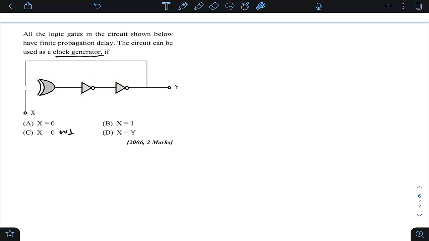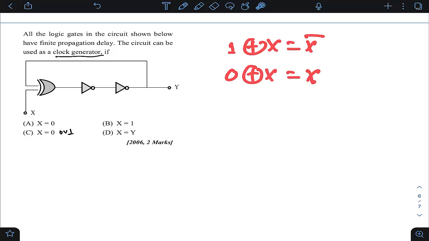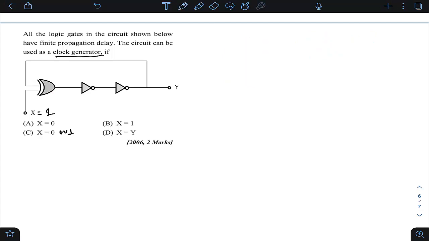We have seen the property of the XOR gate that 1 XOR X is equal to X bar, 0 XOR X is equal to X. So inverter is an application of the XOR gate. An XOR gate works like an inverter if one of the inputs is connected to logic 1, because then 1 XOR X will be X bar. So naturally, if you want to make this a NOT gate, you have to make x equal to 1. If you make x equal to 1, then it is also equivalent to a NOT gate. So there will be 3 NOT gates and it will work like a square wave generator.